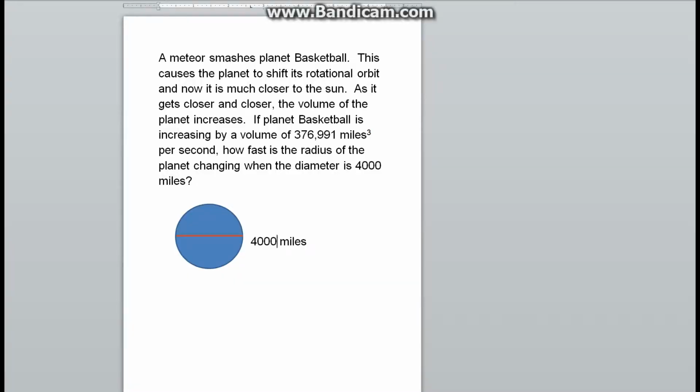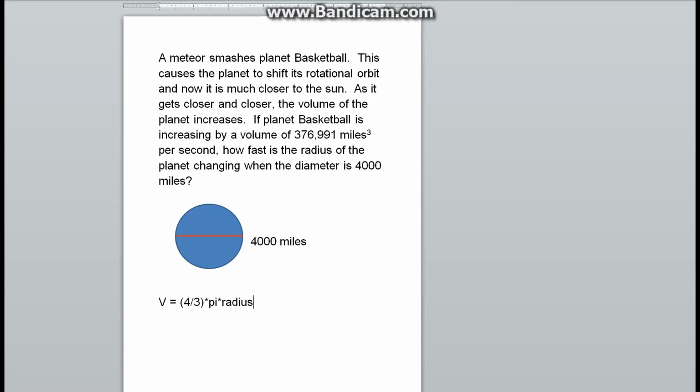For our related rates problem, we have a meteor smashing into a planet named Planet Basketball. This meteor causes the planet to shift its rotational orbit and become much closer to the sun. And as the planet gets closer and closer to the sun, its volume increases dramatically. So, what we're aiming to solve is the rate of change of the radius of the planet when the diameter is 4,000 miles, if the volume of Planet Basketball is increasing at 376,991 miles cubed per second.